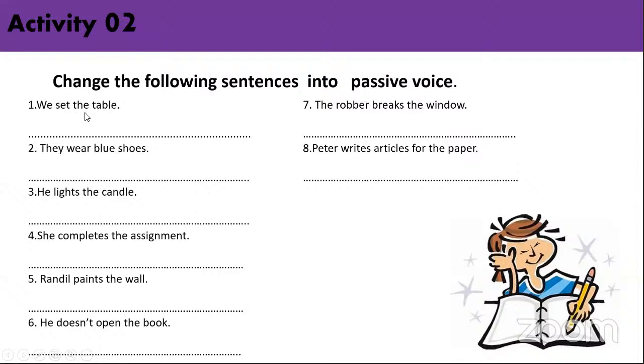Look at the sentence and move the object, then decide the verb, then you add a by phrase. Quickly do. You can do it quickly.